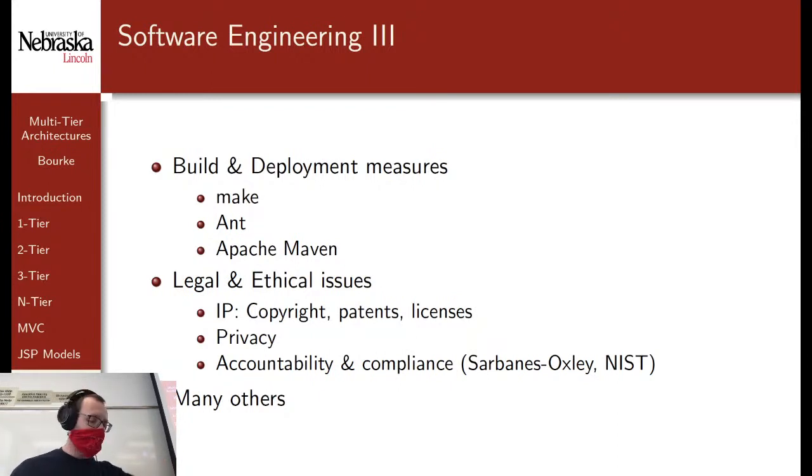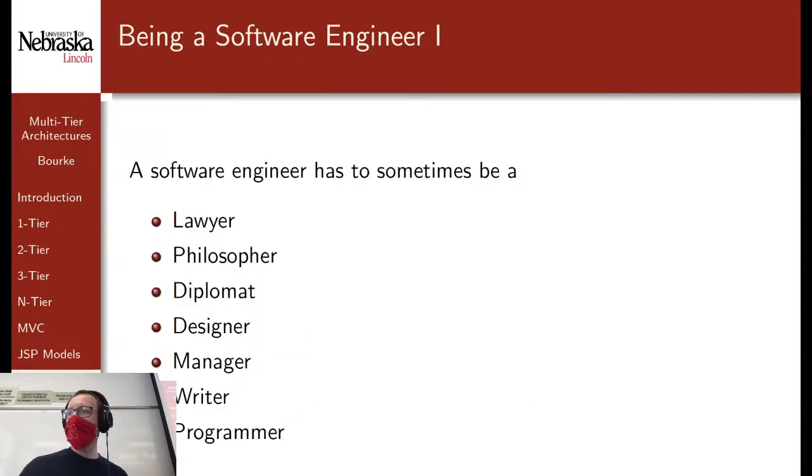The bottom line here, with 1 minute left, is a software engineer or software developer, whatever you want to call yourself, has to be a little bit of a lawyer. They have to be a philosopher. They have to be a diplomat, teamwork, right? They have to be a designer. They have to be a manager. They have to be a writer, technical writer. And last, and maybe least, they have to be a programmer, right? So that's giving you a little bit wider scope on what your futures may look like in industry, right? You might end up spending less than 10% of your time actually writing any code, right?